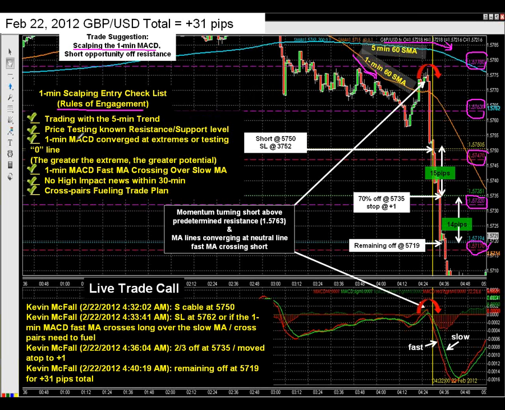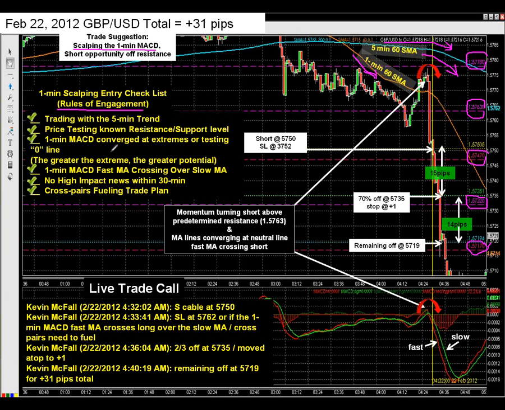So let's just go through our checklist. First, we would ask, is the price testing a known resistance or support level? Yep, we know we're testing 57.78 here, and it's starting to break down, and it's come down to the 57.76 area. And then, are we trading with the 5 minute trend line? We already determined, yep, the blue line has been starting to turn down. So yes, we are trading with the 5 minute trend line, trading with the trend in this case.